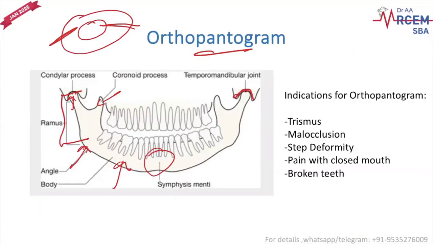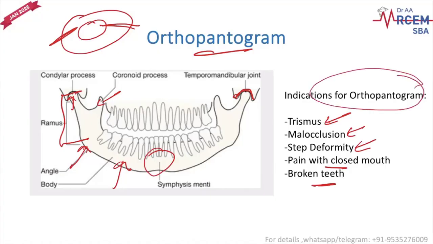When to get an orthopantogram done? Trismus is present, difficulty in opening of the jaw, or painful opening of the jaw. There is a malocclusion. When you close your mouth, he is not able to close it properly. When you palpate the jawline, there is a step deformity present. There is a breakaway present. Pain with closed mouth. Whenever he closes his mouth, he has a pain. On examination of the oral cavity, you notice a broken tooth. These are all indications to get an orthopantogram.